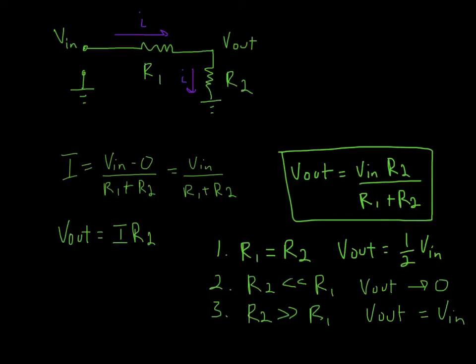So the second and third cases are the limiting behavior. As R2 gets very, very tiny, R2 becomes a wire, and V out is going to be 0. You've basically shorted out part of the circuit, and you're going to be drawing a lot of current. On the other hand, if R2 is very, very big, then you get out what you put in. You might be able to see where this is handy.